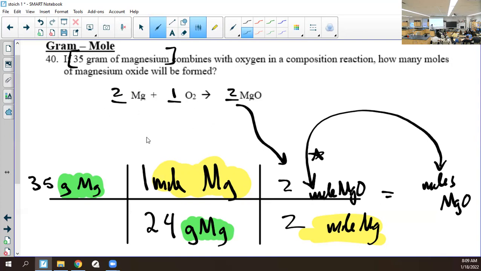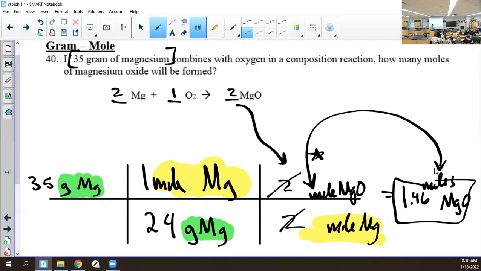Okay, math-wise, I take 35. I'm just going to reduce this to 1 over 1. So I just take 35 and divide it by 24 and get 1 point what? 1.46. Are we all right with that? Is that not what you got, Zito? You're good?